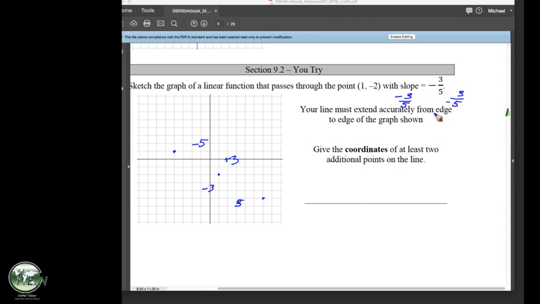Doing both of them will be helpful. That'll give you your 2 points. You'll see they're on a line. And then just go ahead and draw the line by connecting the points. There we go. That's what it would look like.